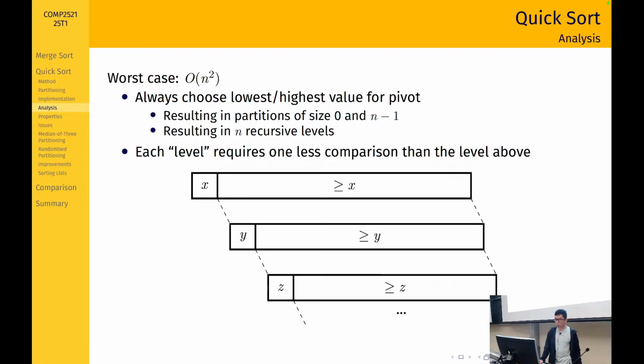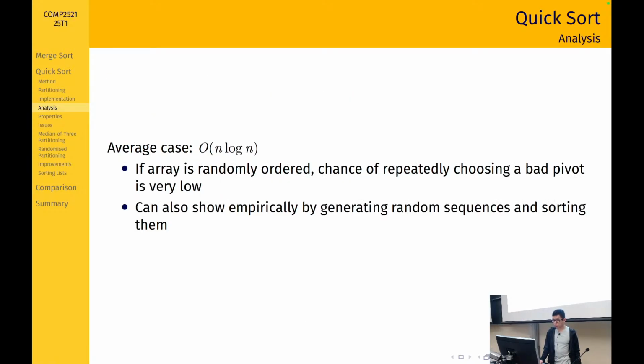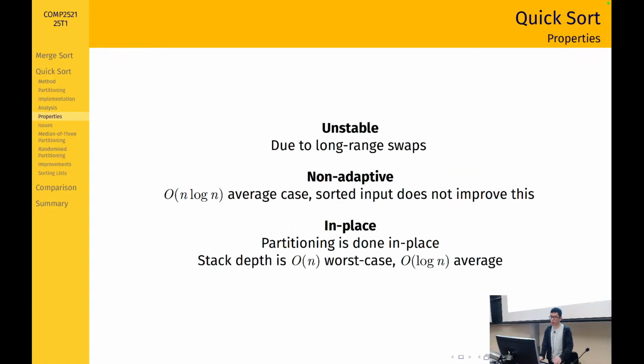So quicksort is one of those algorithms where the average case is the more realistic time complexity to consider, where the worst case isn't actually very likely. The worst case is quite unlikely if your array is randomly sorted.